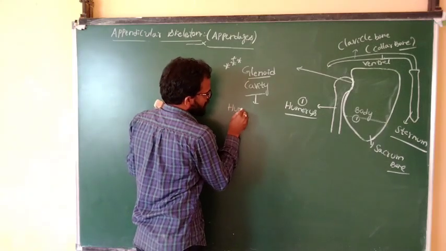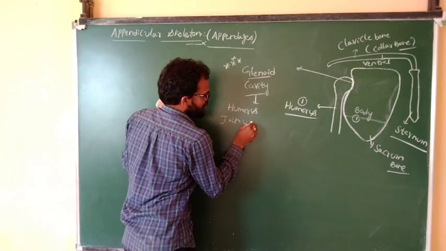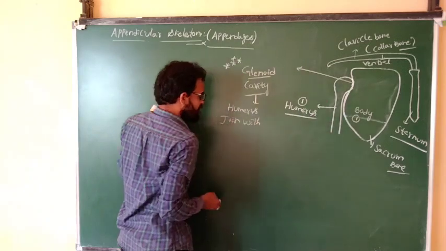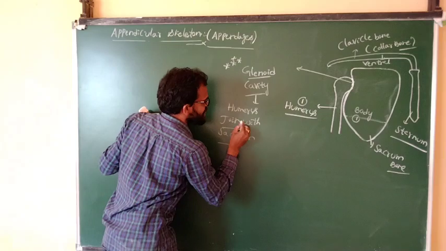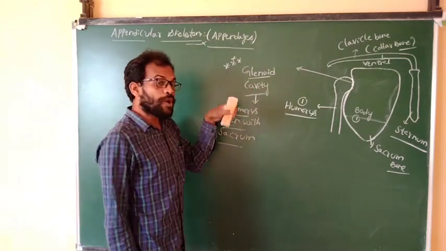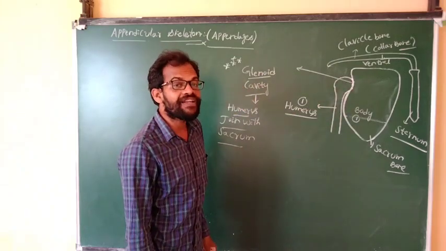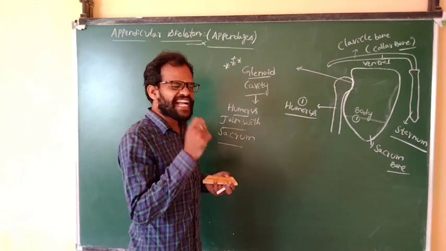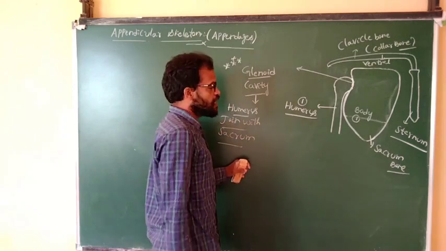Glenoid cavity means the humerus is joined with the scapula. Humerus joined with scapula. This cavity is known as the glenoid cavity. The cavity means the joining of the humerus and scapula. It is the first part of the forelimb.